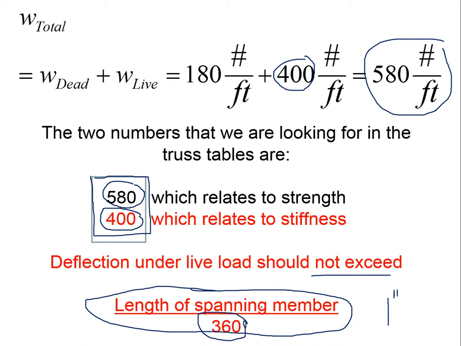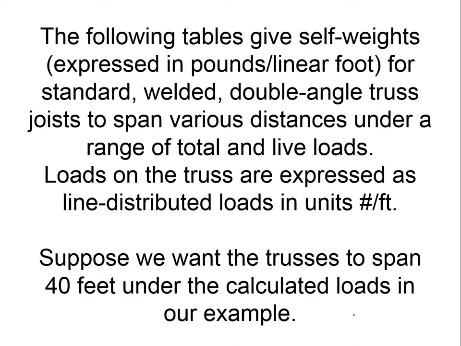If the member is 40 feet long, this number would be 480, and then the deflection limit would be 1.33 inches under full live load for that 480 inch long member. Okay, so these tables give the self-weight of the trusses, which will take care of the total load of 580 pounds per linear foot and take care of the deflection issue under the live load of 400 pounds per linear foot.